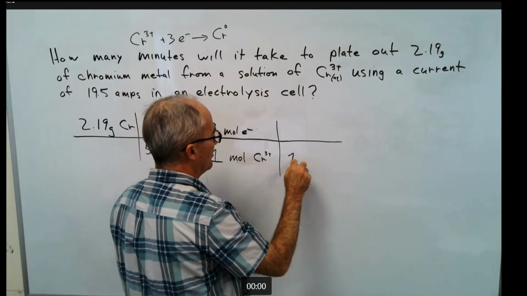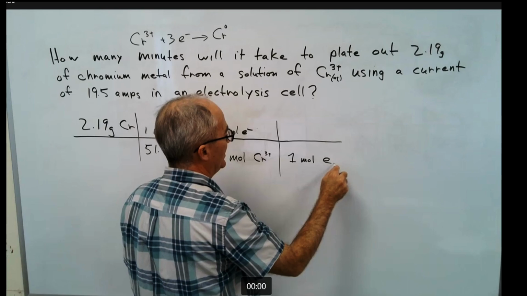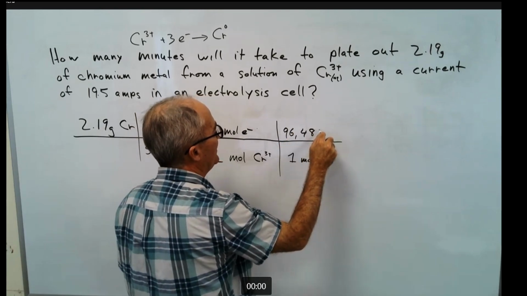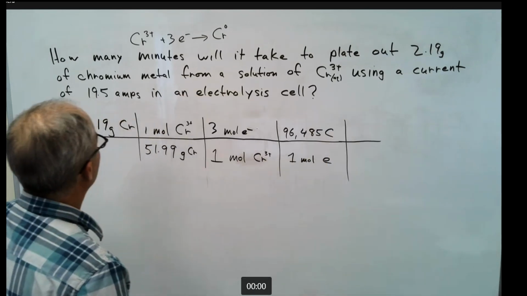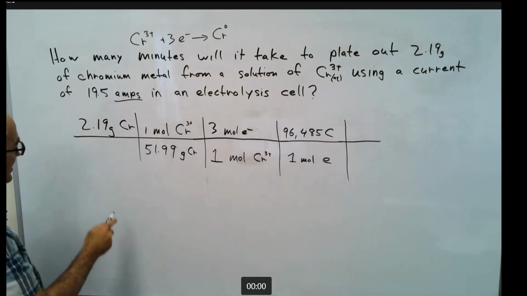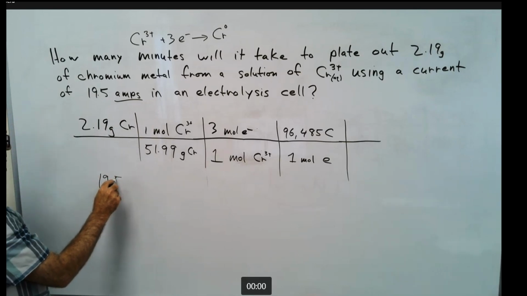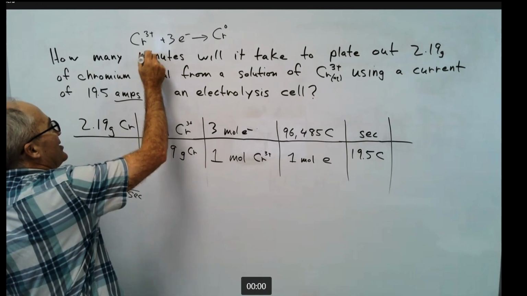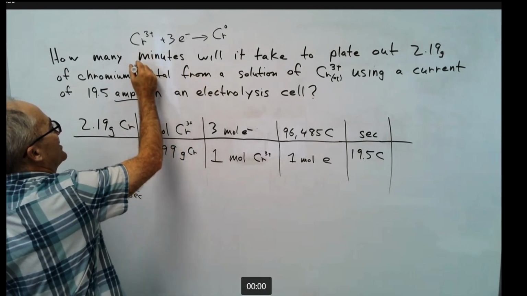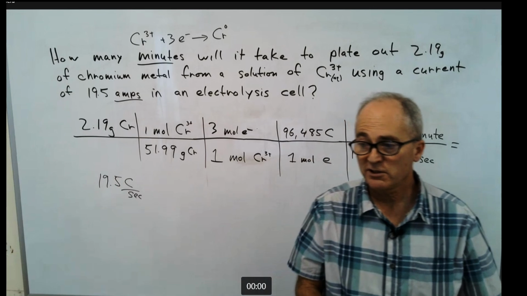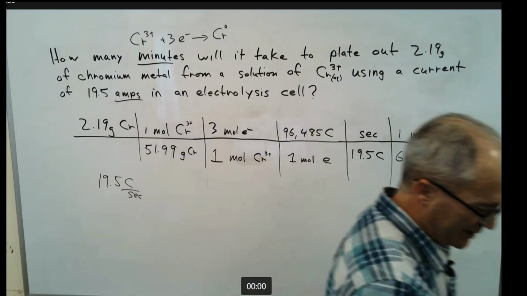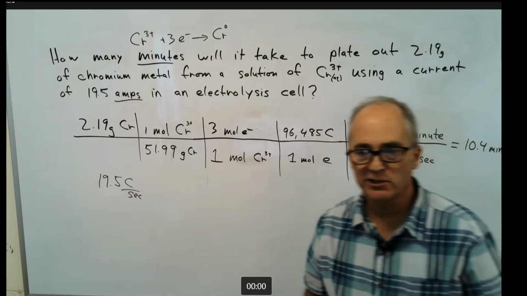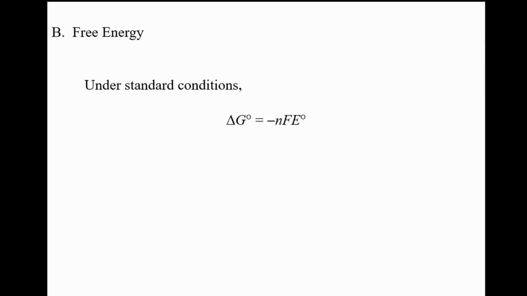And then I know that for 1 mole of electrons, that's 96,485 coulombs. And maybe off to the side here, I like to take the word amp and just replace it with a coulomb per second. And like a good student, I go back and I read the whole question, and it says we need minutes. So this should get the job done. 10.4 minutes.